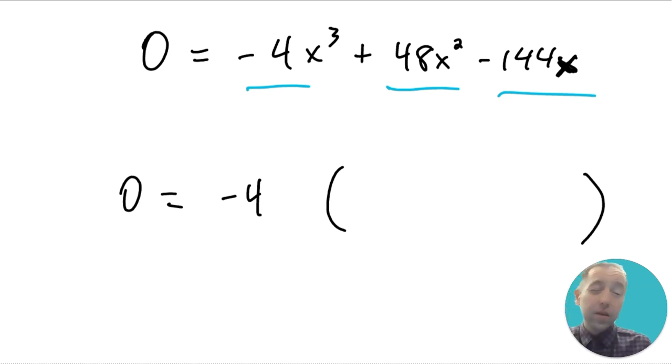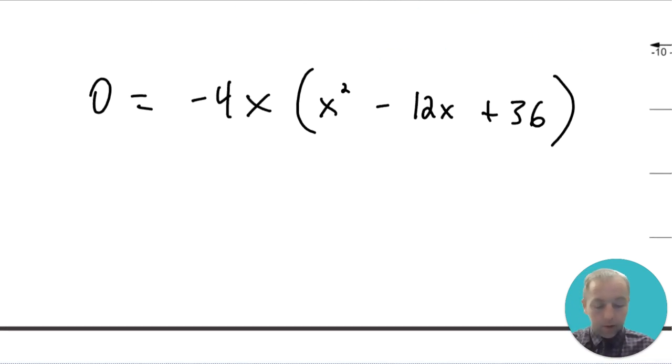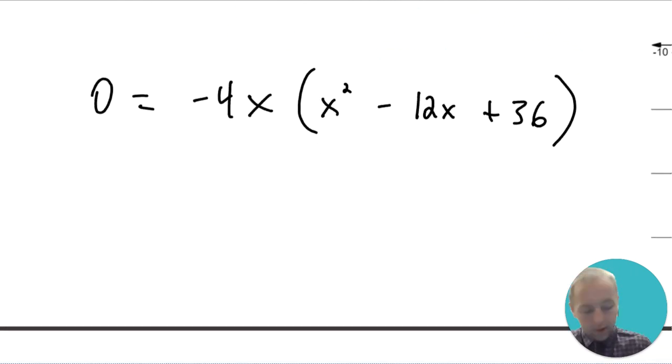But also, each term does have at least a variable. There's x to the third, x squared, and x. So then I'd also factor out an x. If you take out negative 4x from all the terms, then you'd be left with x squared minus 48 divided by 4 is 12x, and 144 divided by 4 is 36, so that'd be plus 36. Okay, so that's what we get when we take out negative 4x.